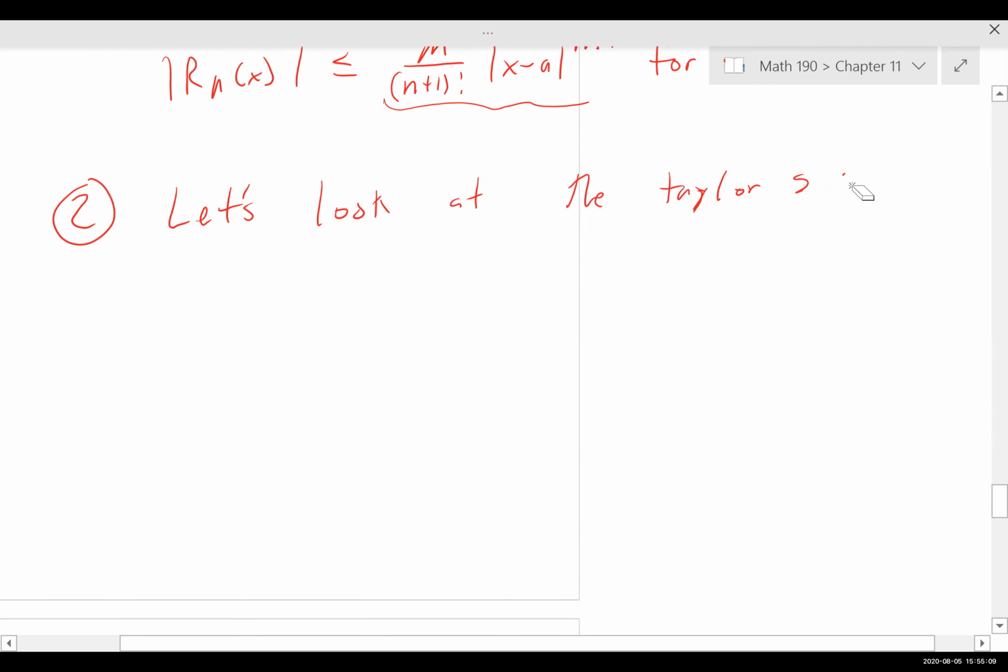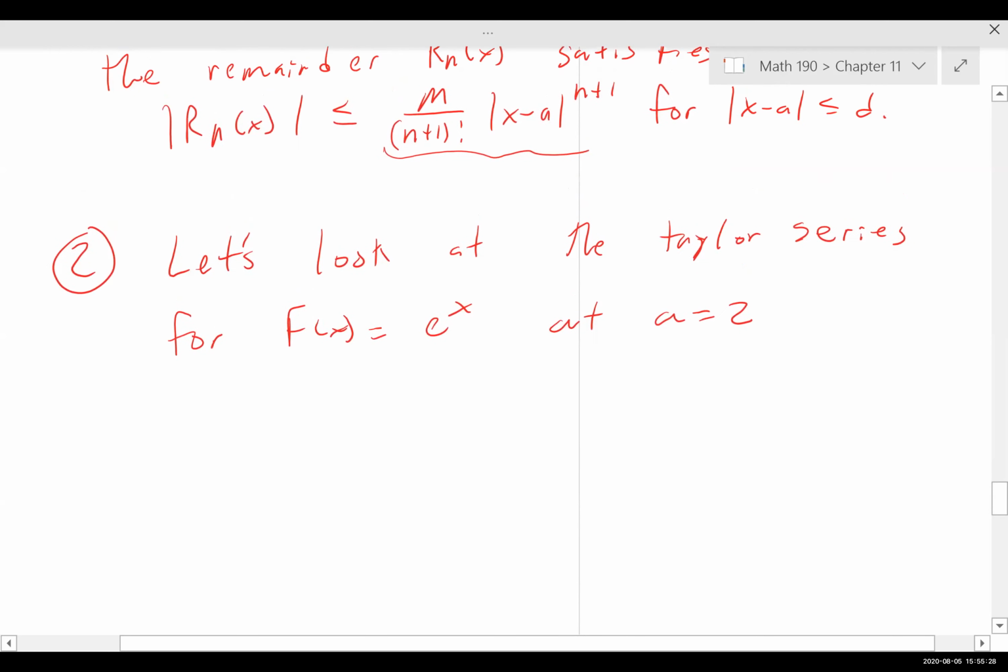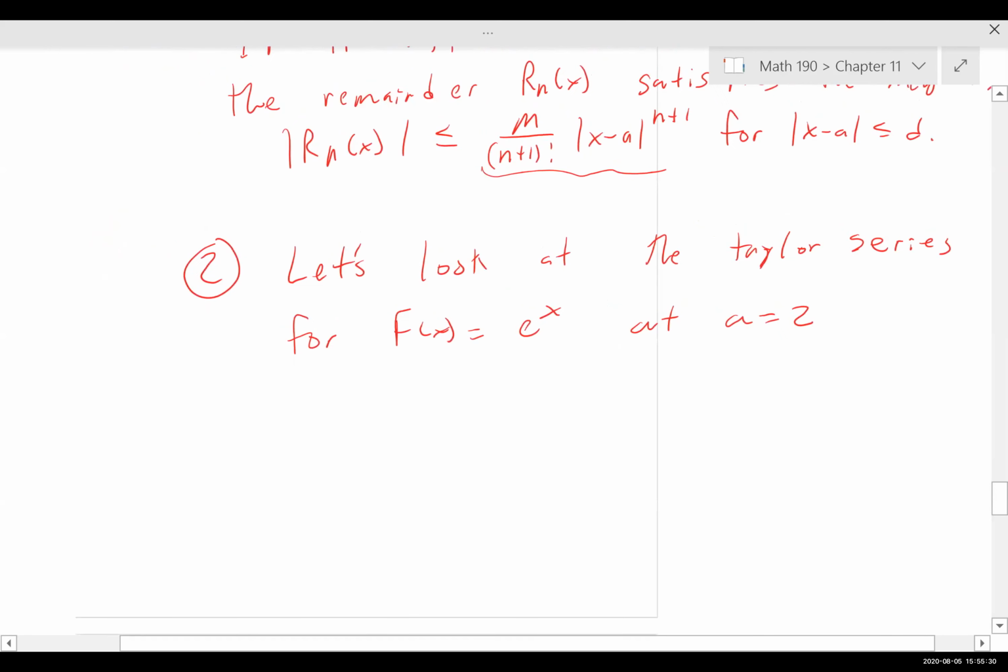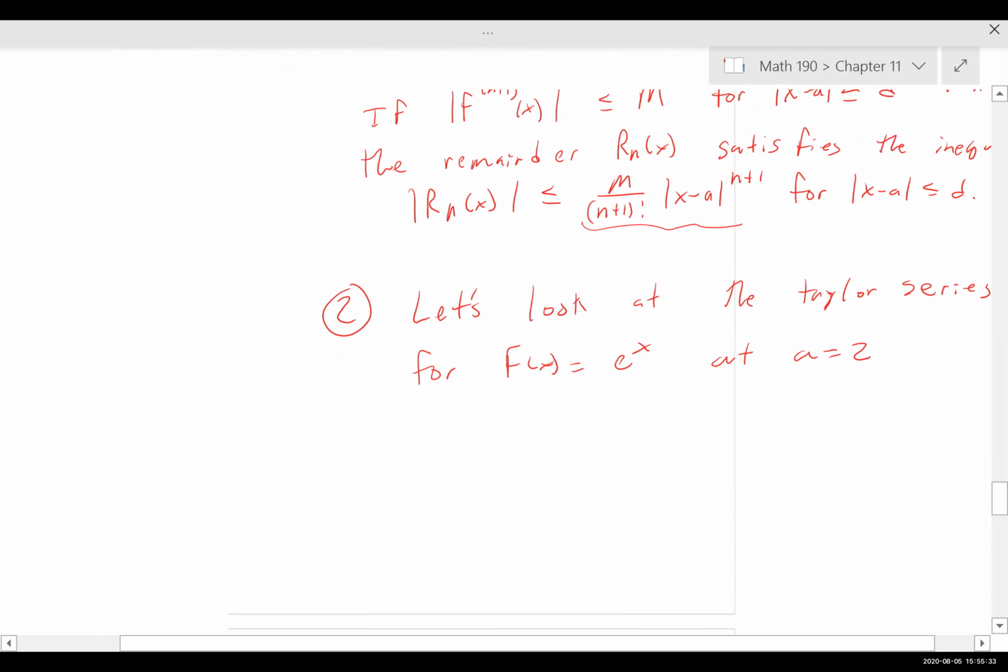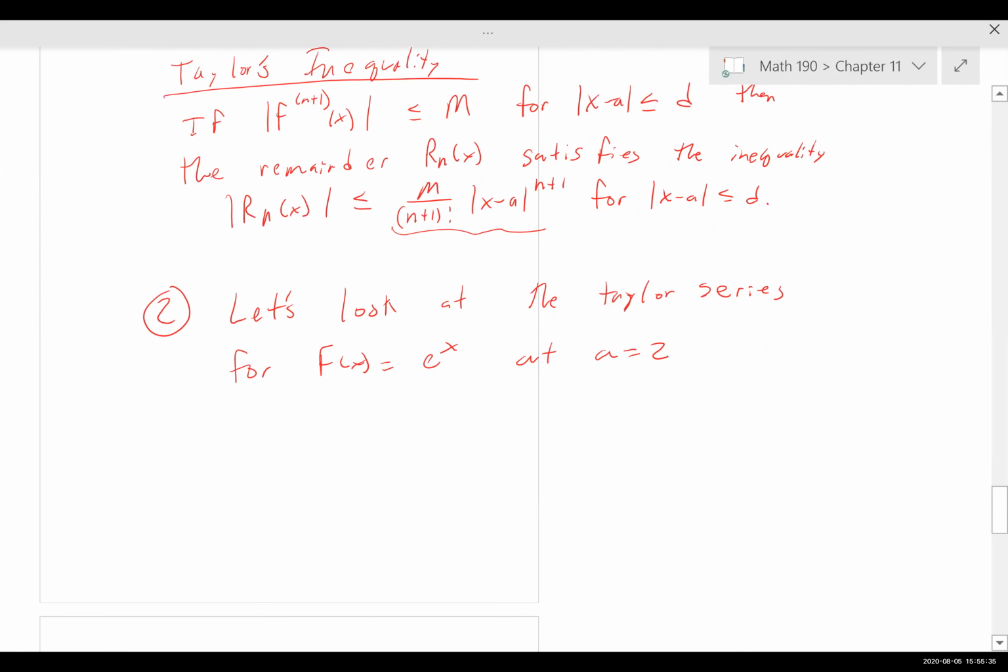What's coming up next is basically my favorite part of the entire course. So series. Okay, let's look at the Taylor series for f of x equals e to the x at a equals 2. It's all good. Let's look at the Taylor series of this thing.